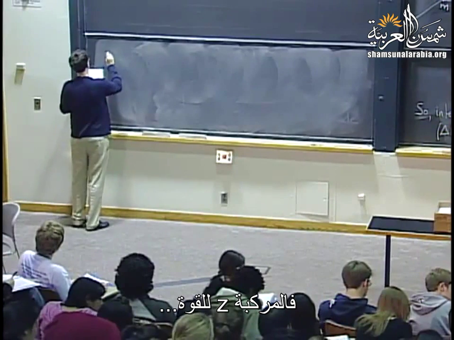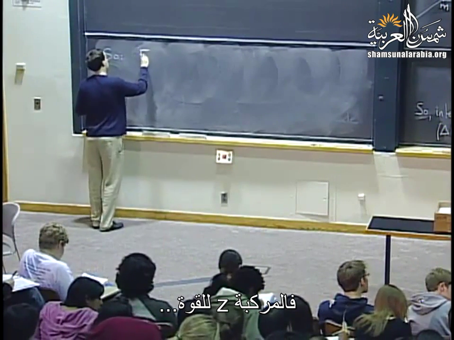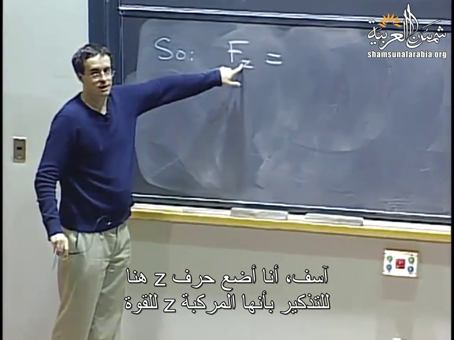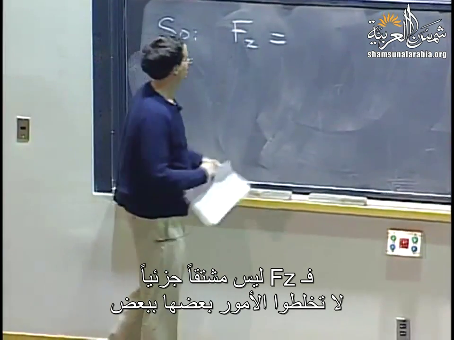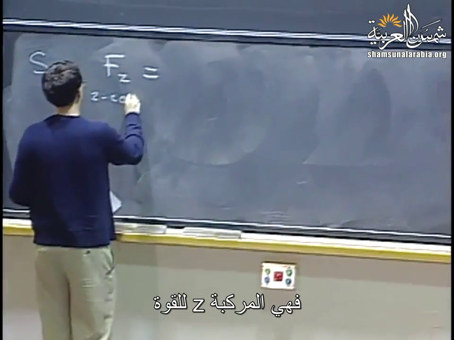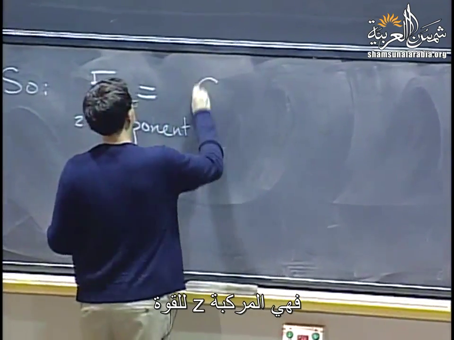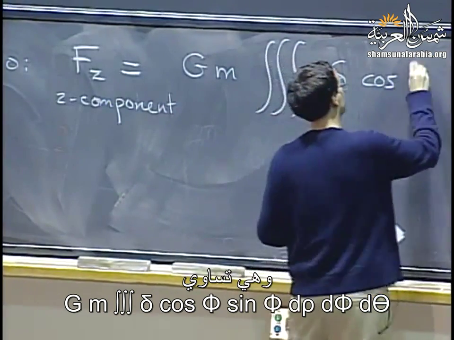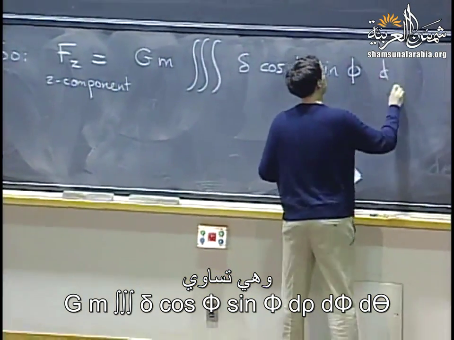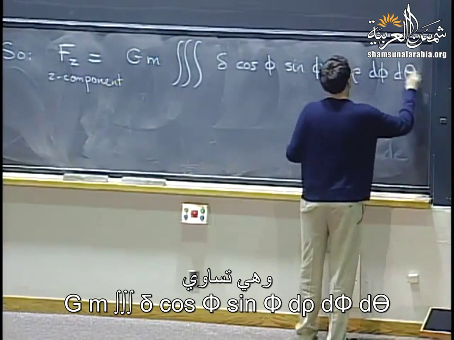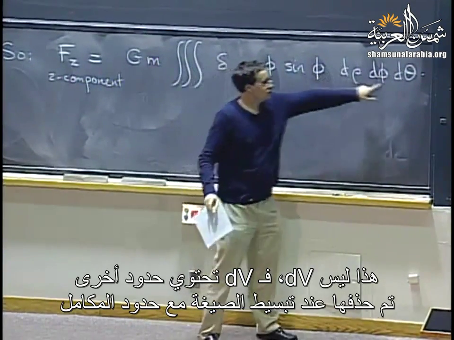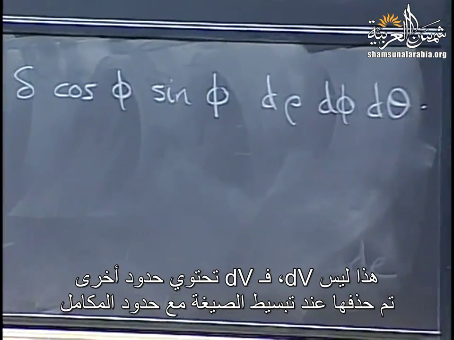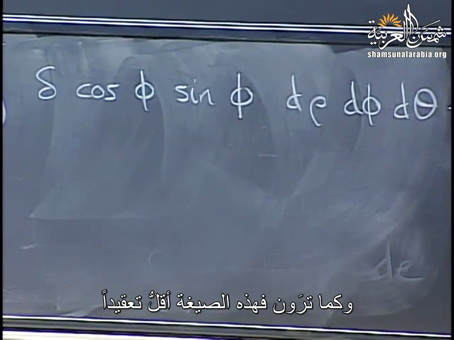So the z component of the force, sorry, I'm putting a z here to remind you it's the z component. That is not a partial derivative, okay? Don't get things mixed up. Just the z component of the force becomes GM triple integral of delta cos phi sine phi d rho d phi d theta. And so this thing is not dV, of course. dV is much bigger, but we've somehow canceled out most of dV with stuff that was in the integrand. And see, that's actually suddenly much less scary.